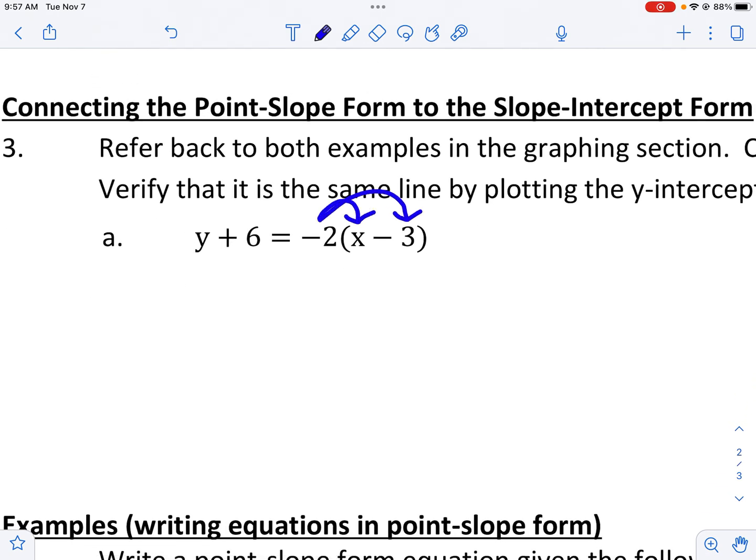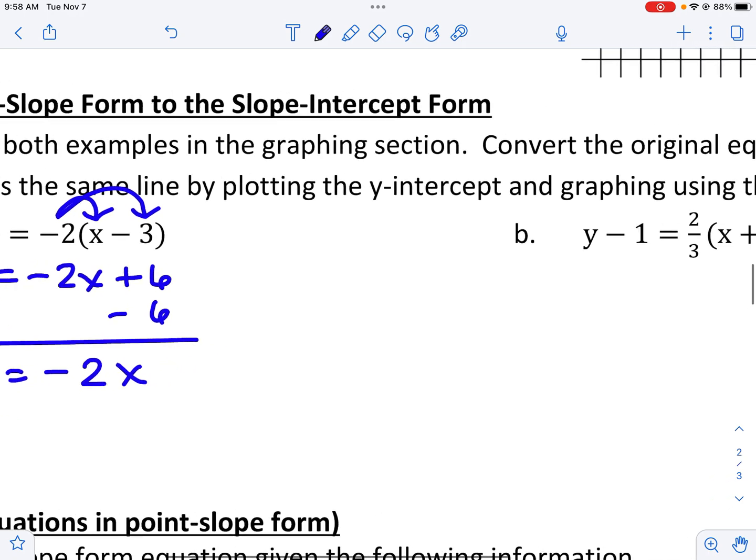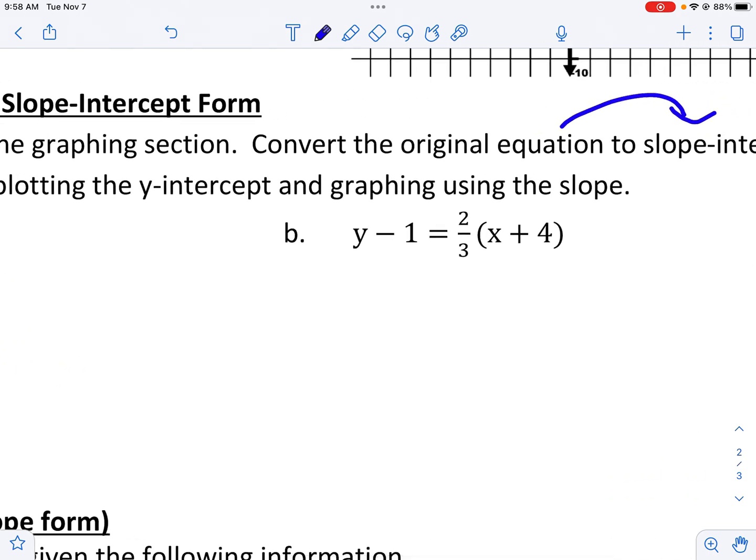So I'm going to go ahead and multiply. So I have -2x plus 6 equals y plus 6. If I subtract 6 from both sides, we end up with y is equal to -2x. And if you needed the y-intercept, it's 0, so I don't have to put it because the 6's cancel out. Let's do the same thing for this one.